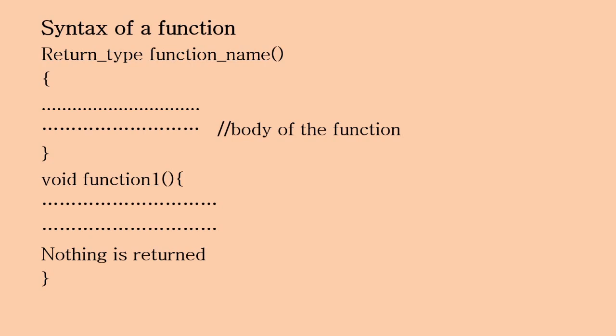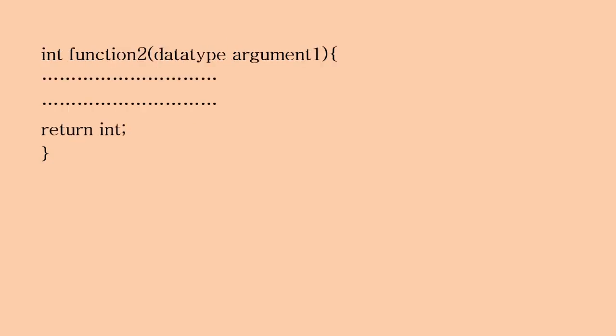Here the return type is void if nothing is returned. If you are not going to return anything to the call of the function, then we will write void as the return type. Here int is a return type, and we can even give some parameters or arguments inside the function, that is the data type of the argument and then the argument. Arguments can be any number, 1, 2, 3, any number of arguments can be given to a function.